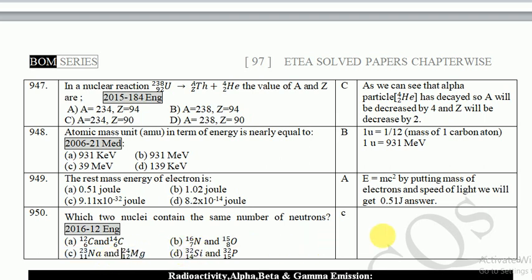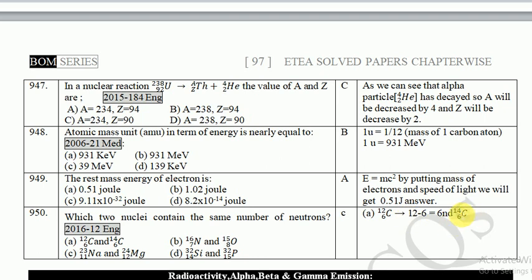Now we know that the upper number is A and this is Z. A minus Z is equal to the number of neutrons. So in case of option A, here we have carbon-12. In this case we can see that the number of neutrons is equal to 12 minus 6, so the number of neutrons is equal to 6.